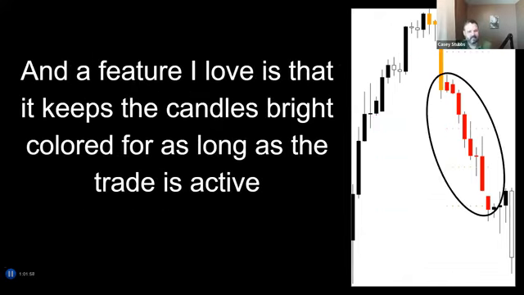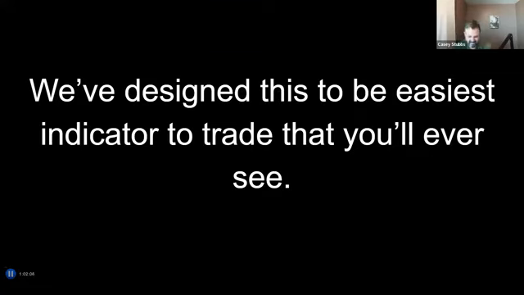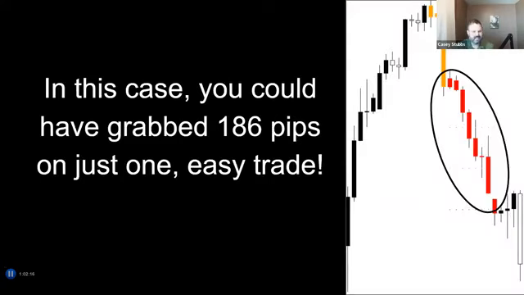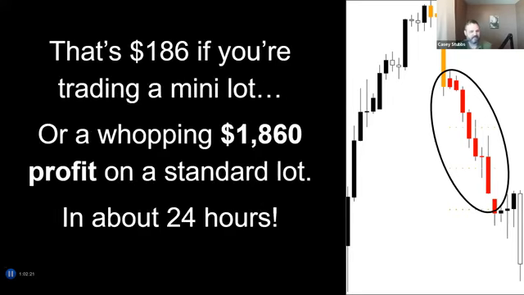And a feature I love is that it keeps the candles bright colored for as long as the trade is active. We've designed this to be the easiest indicator to trade that you'll ever see. Because what good is this spectacular strategy if you can't follow it? In this case, you could have grabbed 186 pips on just one easy trade. That's $186 if you're trading a mini lot, or a whopping $1,860 profit on a standard lot in about 24 hours. It's really that easy.